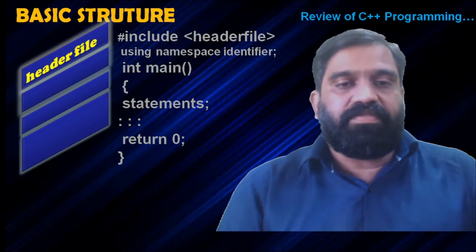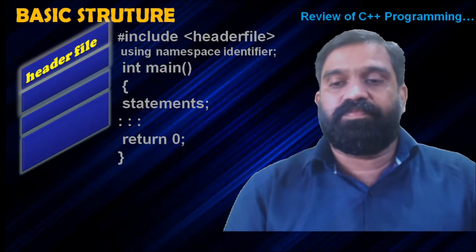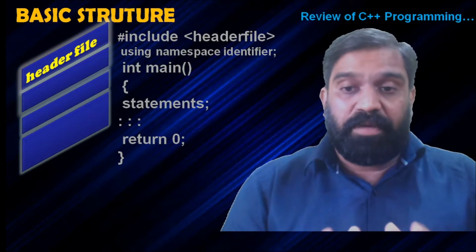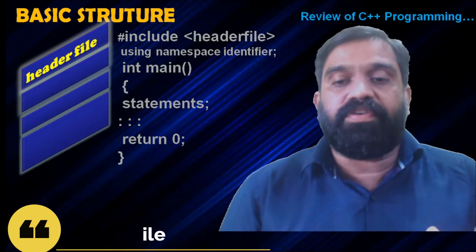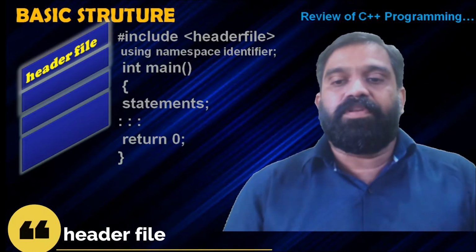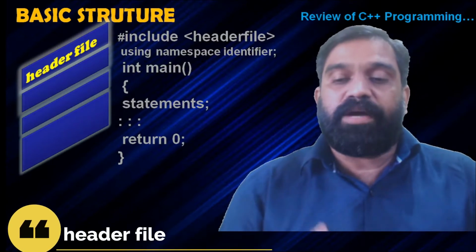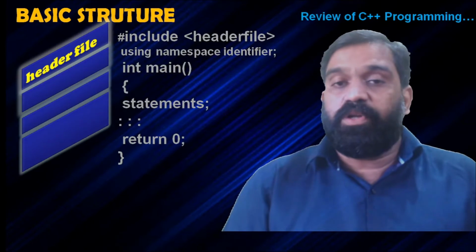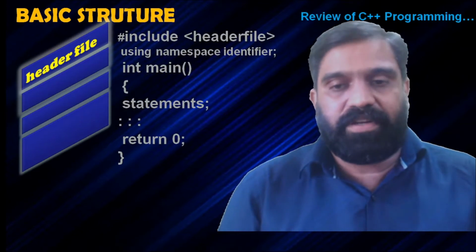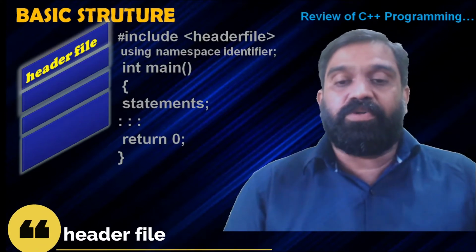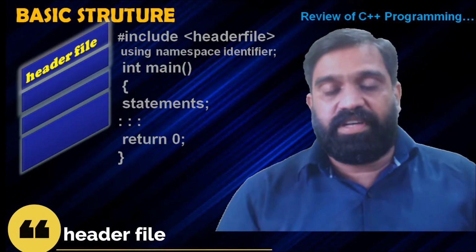First one is the header file. This line always starts with the hash symbol. The preprocessor directive hash include is used to link the header files available in the C++ library, by which facilities required in the program can be obtained. No semicolon is needed at the end of this statement. Separate hash include statements should be used for different header files.